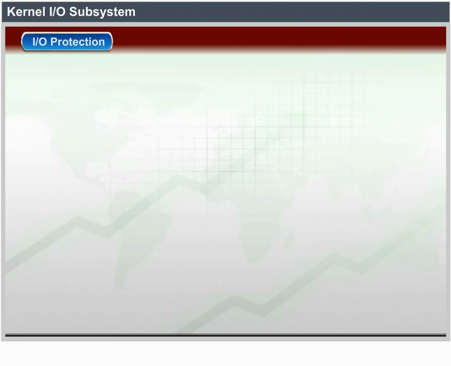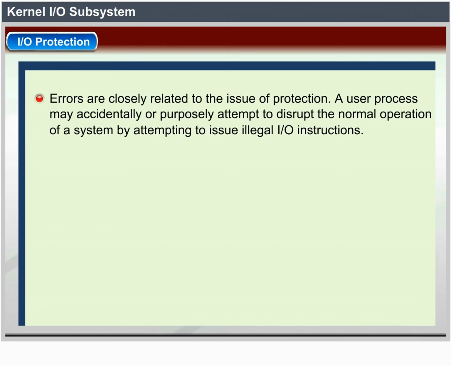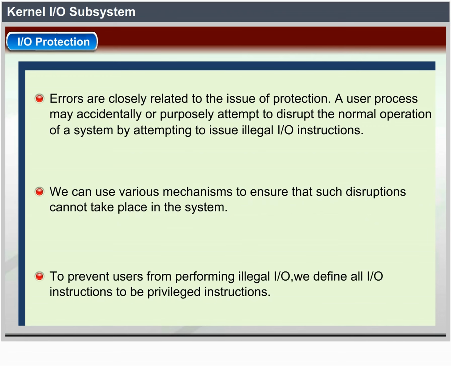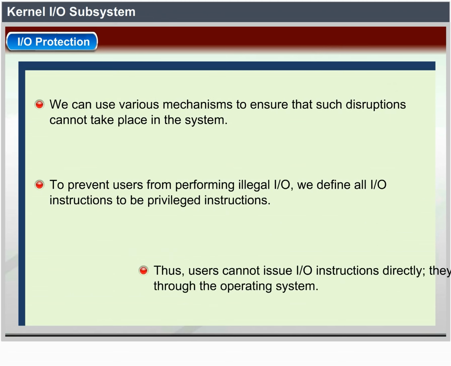Input-output protection. Errors are closely related to the issue of protection. A user process may accidentally or purposely attempt to disrupt the normal operation of a system by attempting to issue illegal input-output instructions. We can use various mechanisms to ensure that such disruptions cannot take place in the system. To prevent users from performing illegal input-output, we define all input-output instructions to be privileged instructions. Thus, users cannot issue input-output instructions directly. They must do it through the operating system.